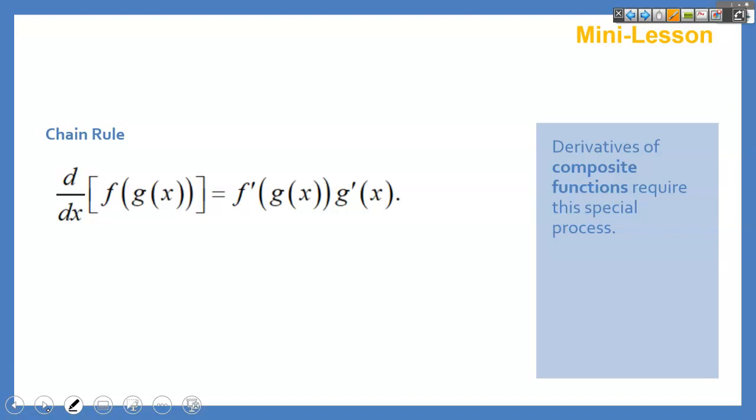Wait, Brandon's on his number 1 problem. What did you forget? The derivative of the inside. So it's outside times derivative of the inside.